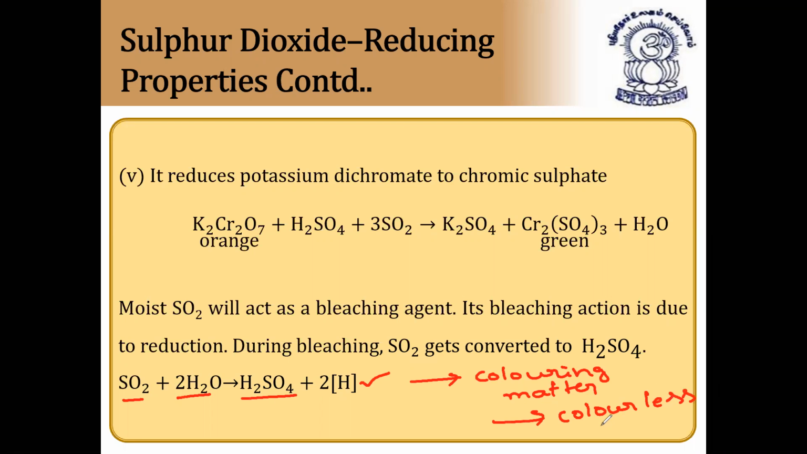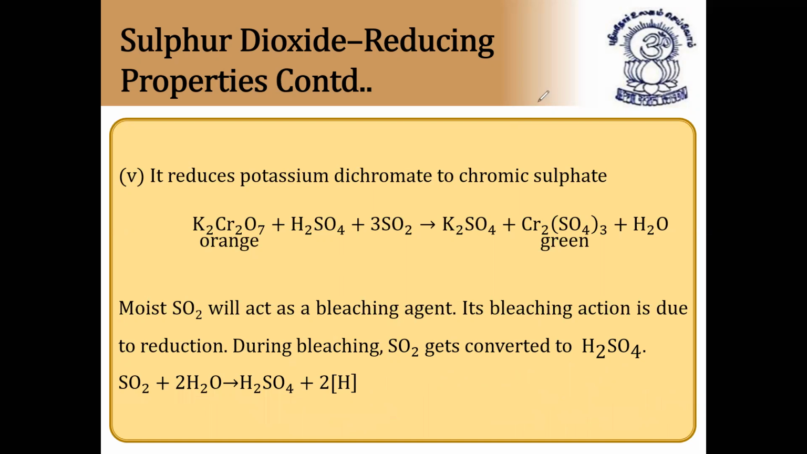The bleaching action of sulfur dioxide is temporary because once it is exposed to sunlight, the color is regained. During bleaching, sulfur dioxide is converted into H2SO4. When sulfur dioxide reacts with water, it forms sulfuric acid along with nascent hydrogen. These nascent hydrogens are just born hydrogens, which are most reactive. They attack the coloring matter of the material, which makes it colorless. And the color is regained once it is exposed to sunlight. I hope it is clear. So this is called the bleaching action of sulfur dioxide.